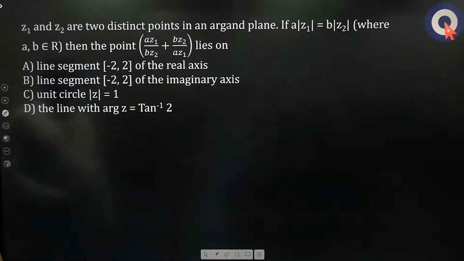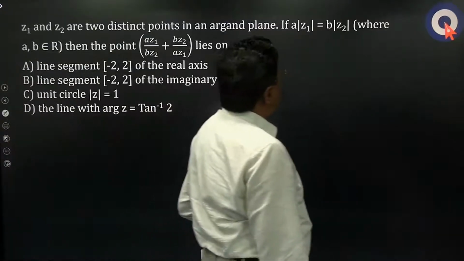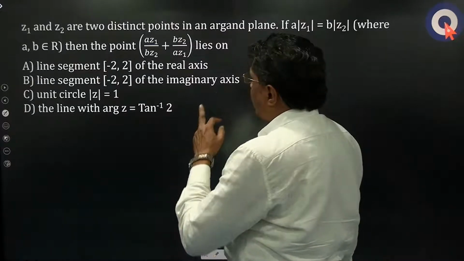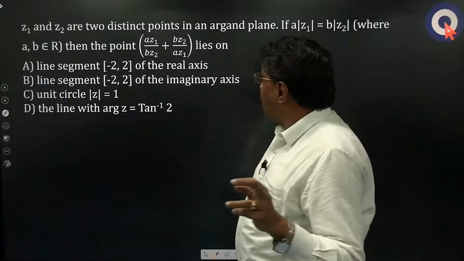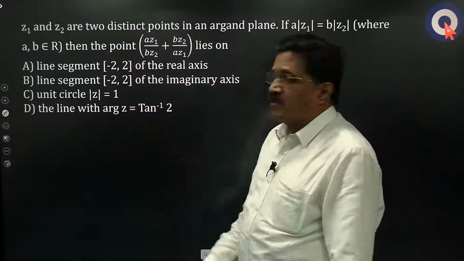Alright, Z1 and Z2 are two distinct points in an Argand plane. If A into mod Z1 is equal to B into mod Z2, where A, B belong to R, then the point AZ1 by BZ2 plus BZ2 by AZ1 lies where? Some line segment on the real axis, imaginary axis, etc.